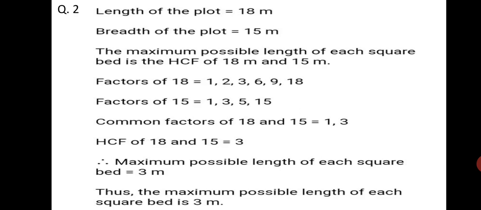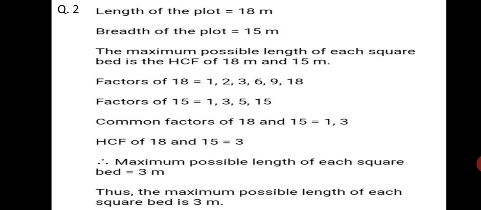So how will you write it in the statement? Therefore, maximum possible length of each square bed is equal to 3 meter. Thus, the maximum possible length of each square bed is 3 meter. So this way, we have used statements to solve the word problems. Working is the same. You have to find factors of 18, factors of 15, common factors and finally HCF.